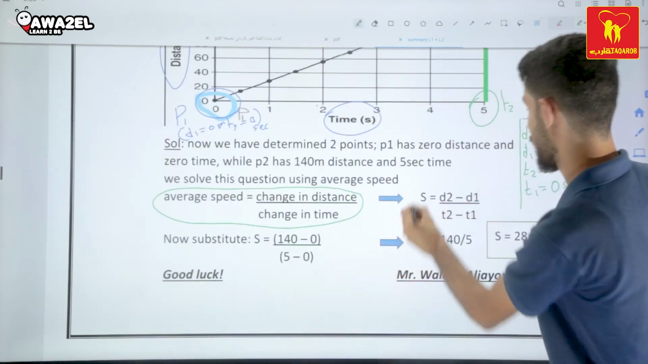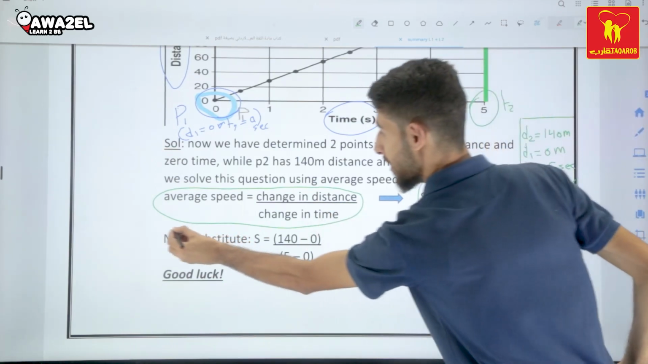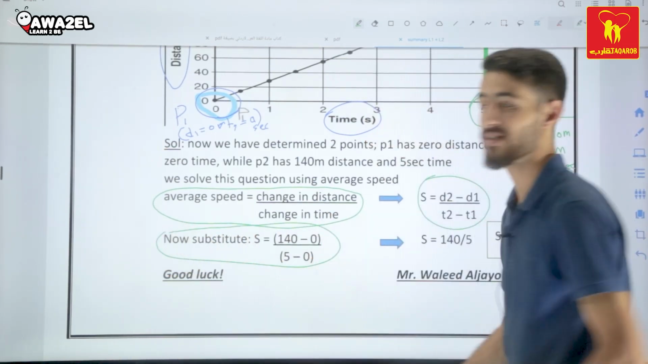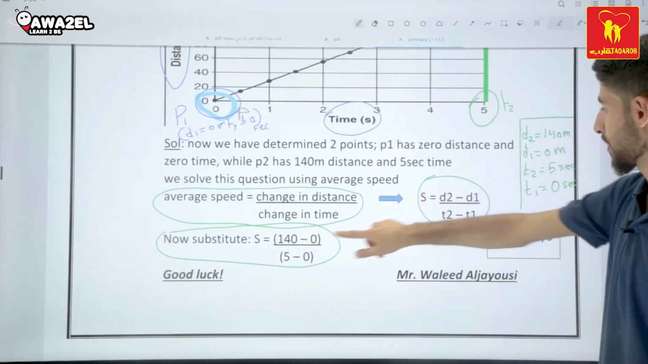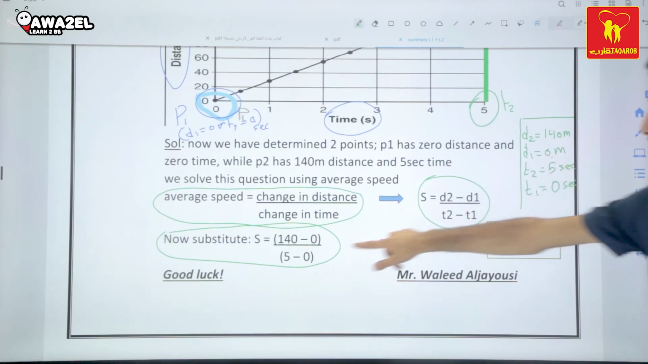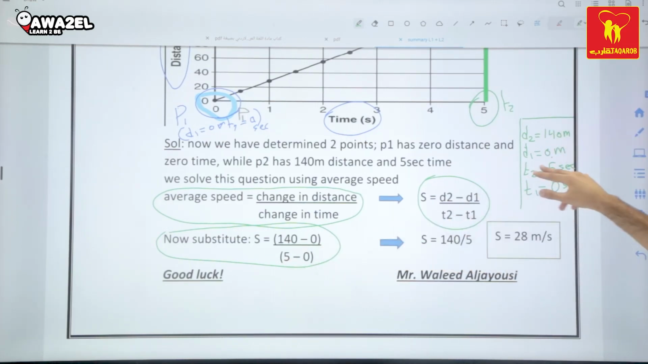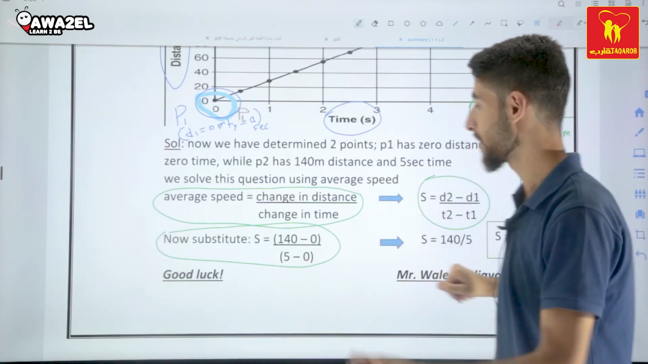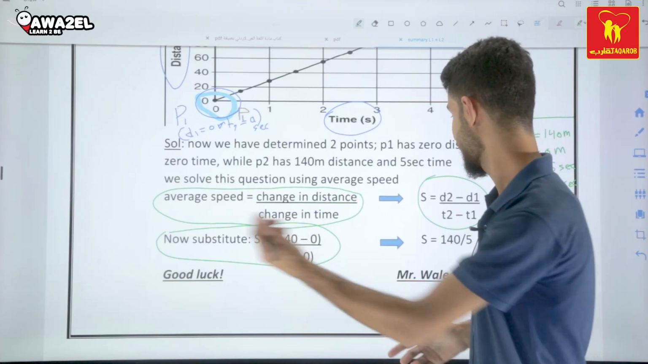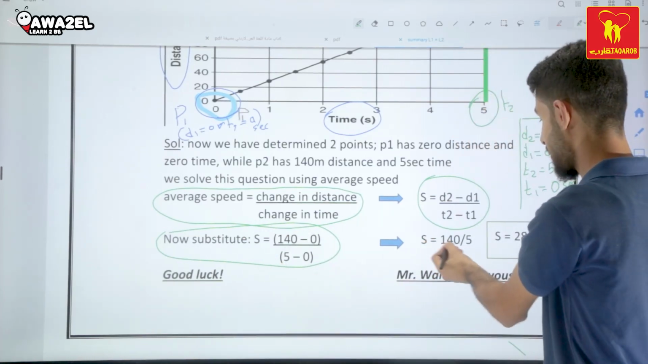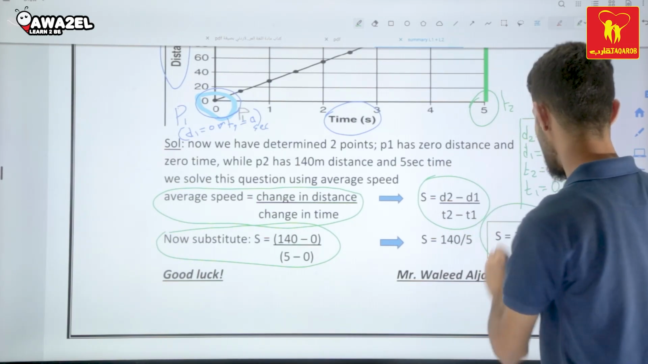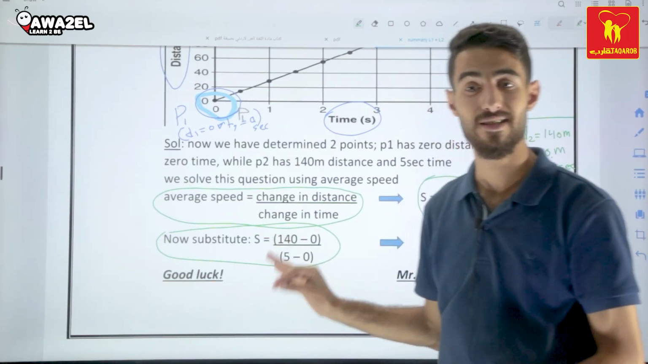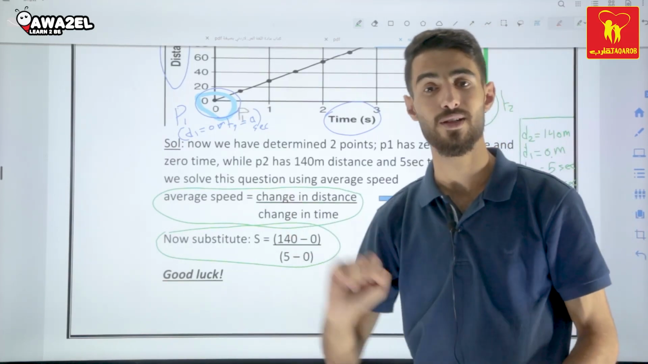I have my formula here, so I substitute. So easy. S equals D2, 140, minus D1, 0, over 5, which is T2, minus 0, which is T1. Then let's calculate it. S equals 140 over 5, then S equals 28, and the unit is meter per second. That is the unit.